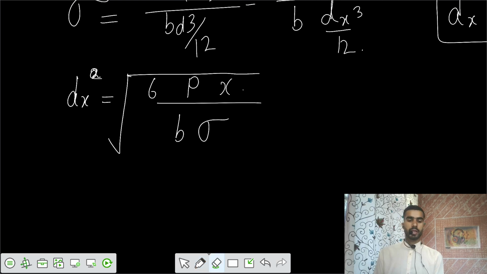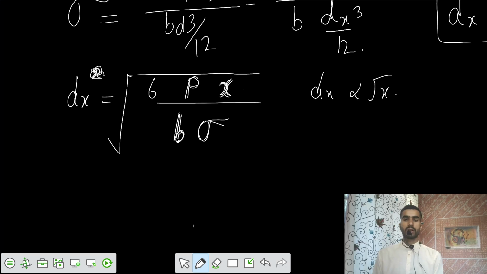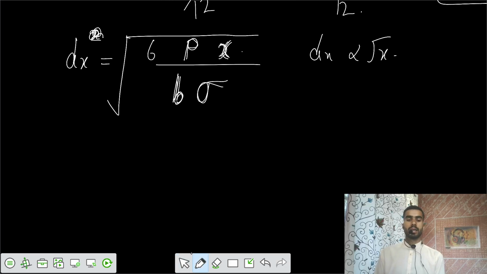So we got this equation in terms of sigma, and we have the parameters that are fixed. One is b, which is fixed, sigma is fixed, and the load is also fixed, but the only variable is x. So we would say dx is a function of root x. So next, if you now keep the depth constant, the depth is fixed.